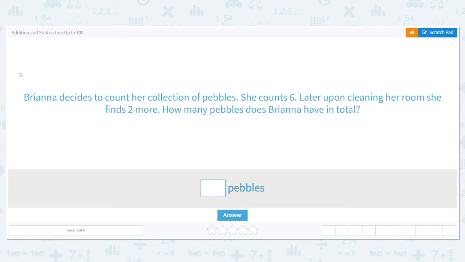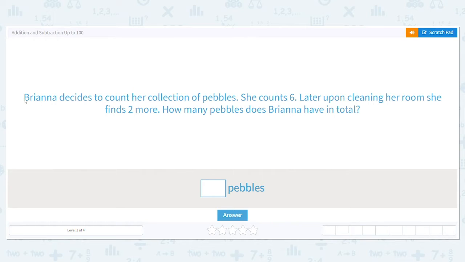Hi, we're going to be working on addition and subtraction up to 100 today. Before we get started, I want you to think of these word problems as treasure hunts. Anytime I see a word problem, when I read it, I think of looking for clues to help find my treasure, to help solve the problem.